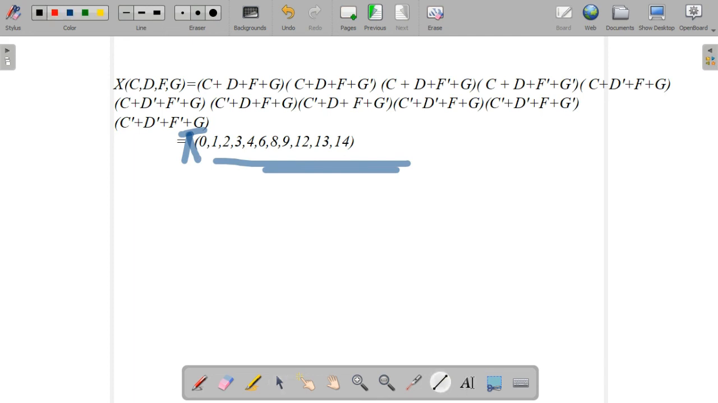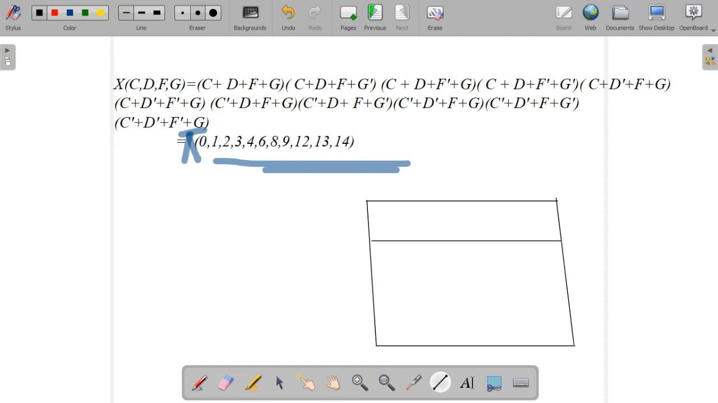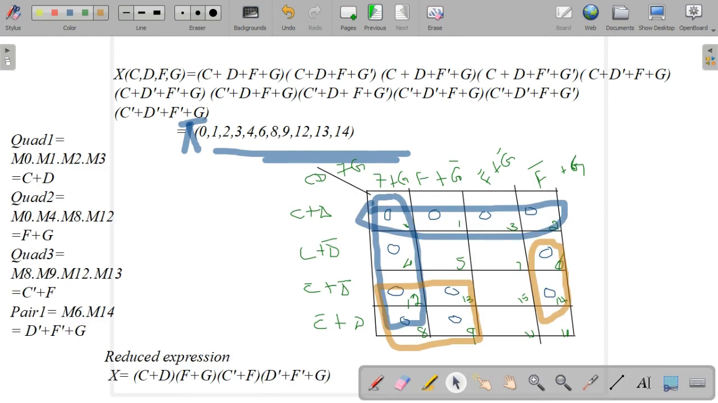Okay, 3, 4, 6. So hereafter you know how to draw a K-map. That is an easy way you can do it, a K-map. So here there are 3 chords and these are non-redundant groups. There are no redundant groups.